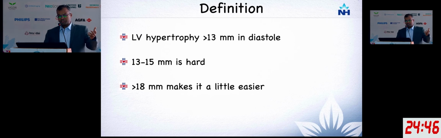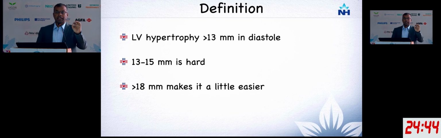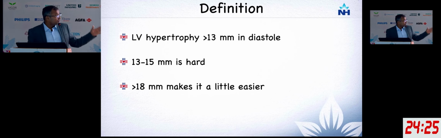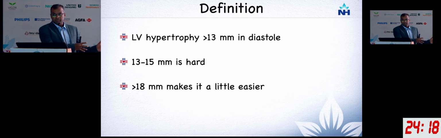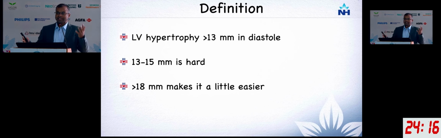Let's start with a few definitions. What is LV hypertrophy on cardiac MR in an end diastolic view on a short axis? On a short axis, the thickness should be more than 13 millimeters. You can stretch it till 15 millimeters, but it becomes hard when someone has 14 or 15 millimeters. You really don't know what it means. When it becomes more than 18 millimeters, you can be a little bit more confident that you're going towards hypertrophic cardiomyopathy. But anything between 13 to 18 is a tricky thing.